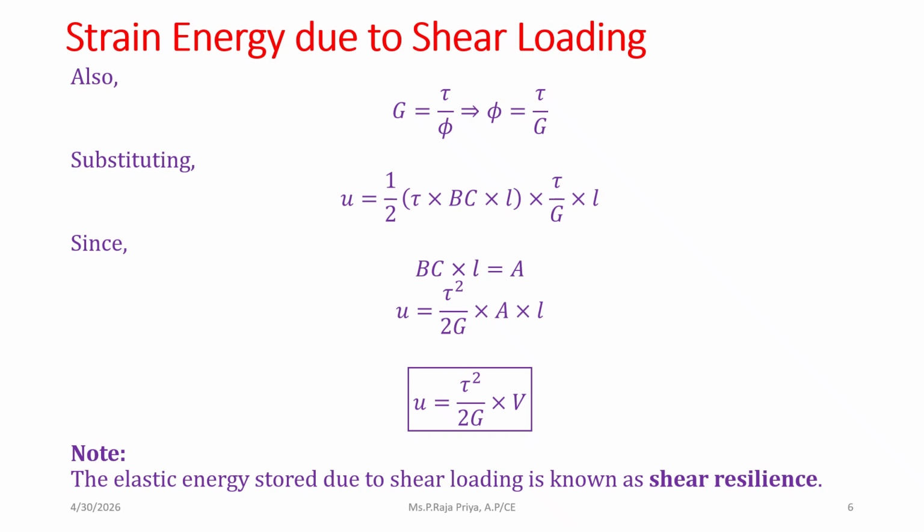And next, what is this G called? Modulus of rigidity, which is shear stress by shear strain. From here, strain will be shear stress by modulus of rigidity. Substituting all these in the equation we have seen in the previous slide, BC into L is the area, and here it will be tau, and here also you have tau. So tau square by 2G into A into L. Area into length is volume. This is the strain energy for shear loading.